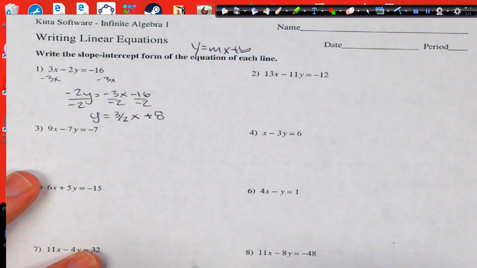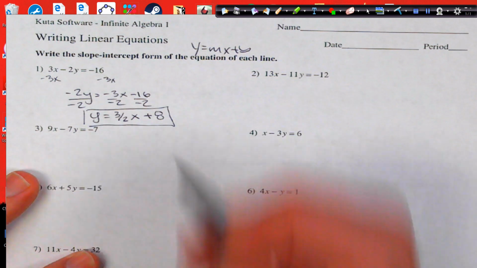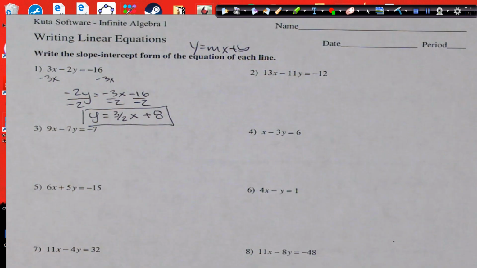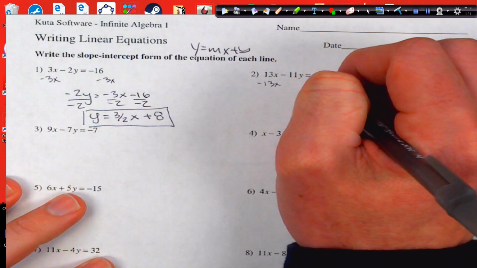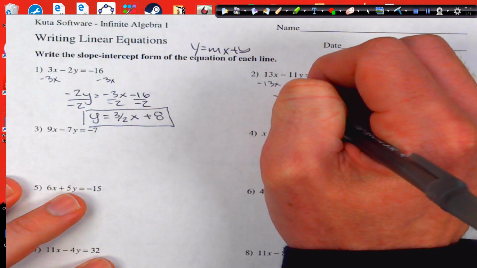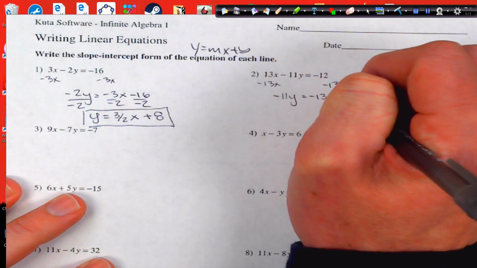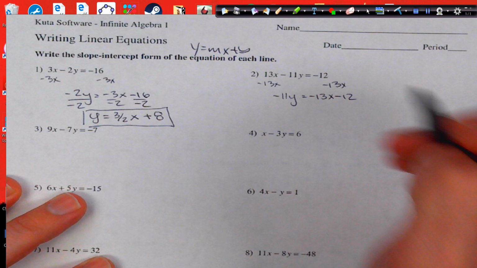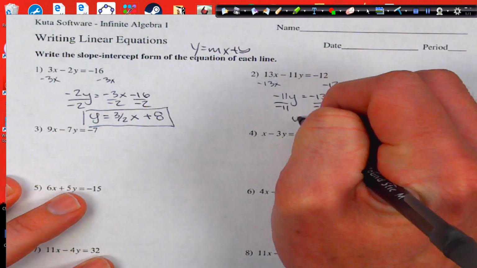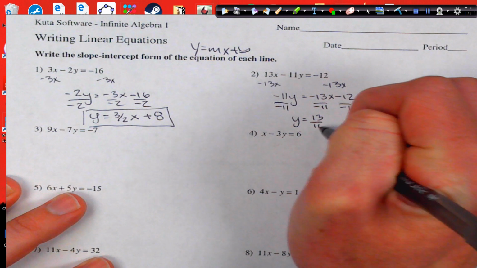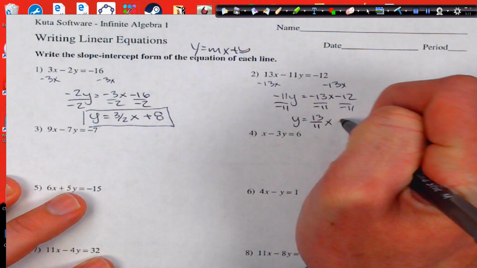Be very careful with your negatives to make sure that you don't accidentally make something positive when it's supposed to be negative and vice versa. Alright, this one, subtract 13x, and divide by negative 11. We get y equals 13 over 11x, and this is going to be 12 over 11.